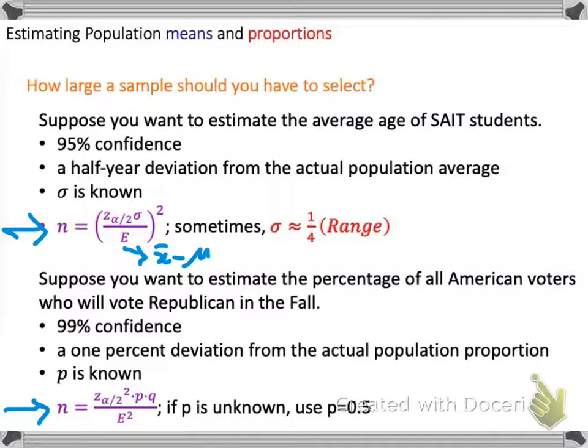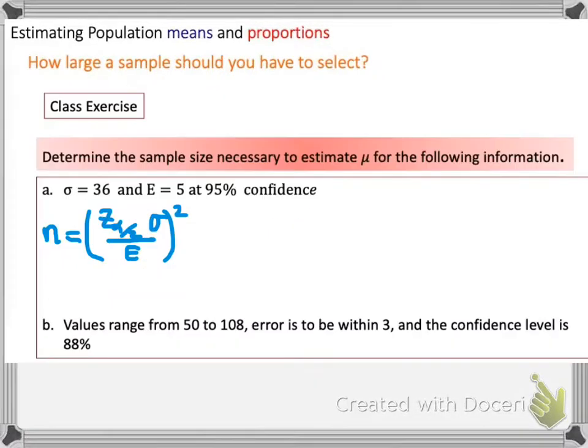Sometimes you don't have enough information to know the population proportion from a previous estimate. So if you didn't know anything about P before, you will just assume that P is 0.5, in which case Q will be 0.5 as well. So that's how we're going to proceed with these.